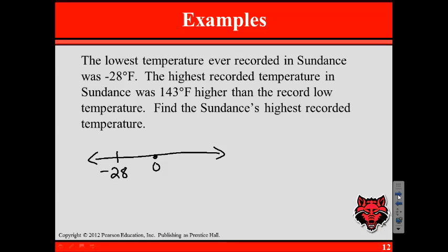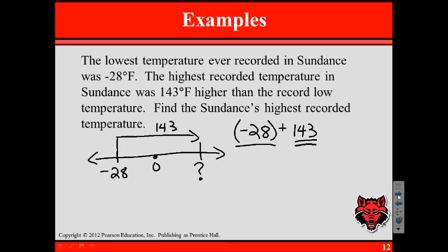We are then told that the highest recorded temperature was 143 degrees higher. That would be a positive number. So from -28, we would draw an arrow to the right that represented 143. We want to find where that would end. What point on the number line would that be? And the way we do that is by adding these two values. -28 plus 143. Just like in previous examples, when we have two values that have opposite signs, 28 is negative, 143 is positive, we start by subtracting the absolute values.